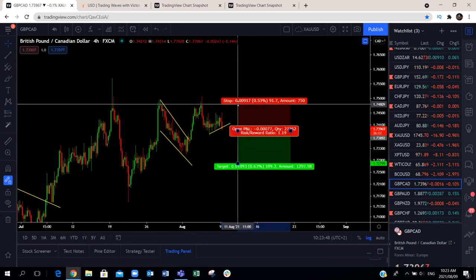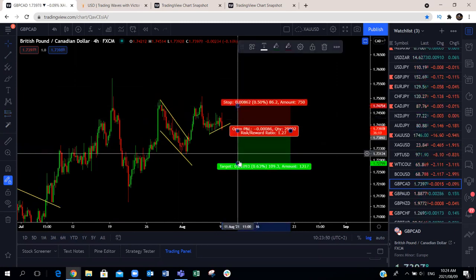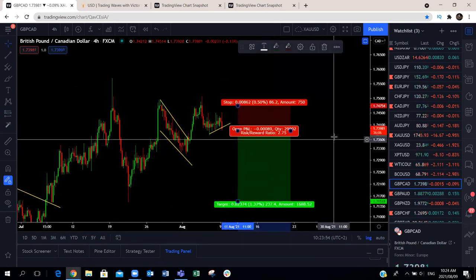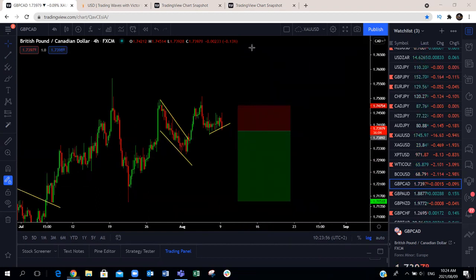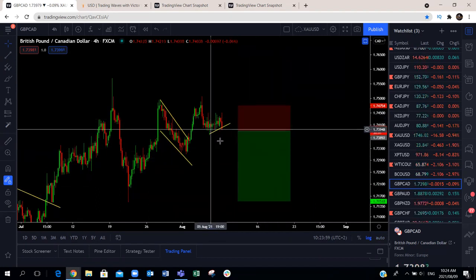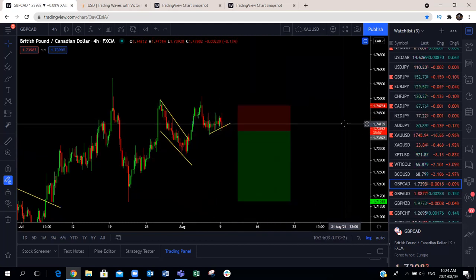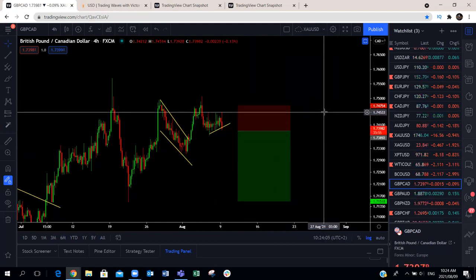Stop just above there, and look for this to come to the downside. So we're just waiting for that 1 hour candle to confirm, then we'll pull the trigger below the flag. So let's wait for this 4 hour candle to close below the lower boundary of the flag. If it does not, we don't take the trade.